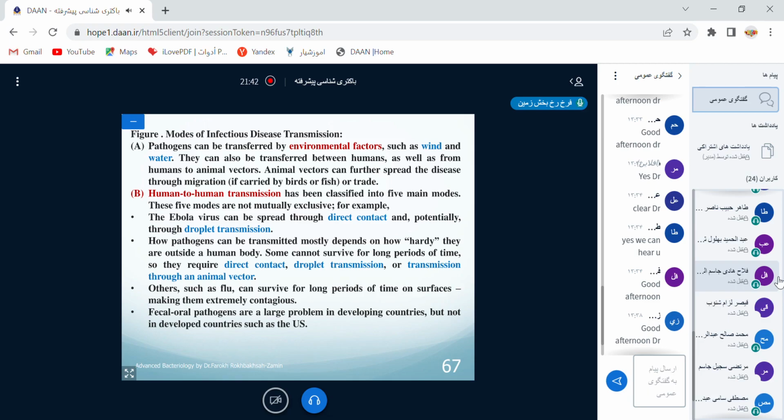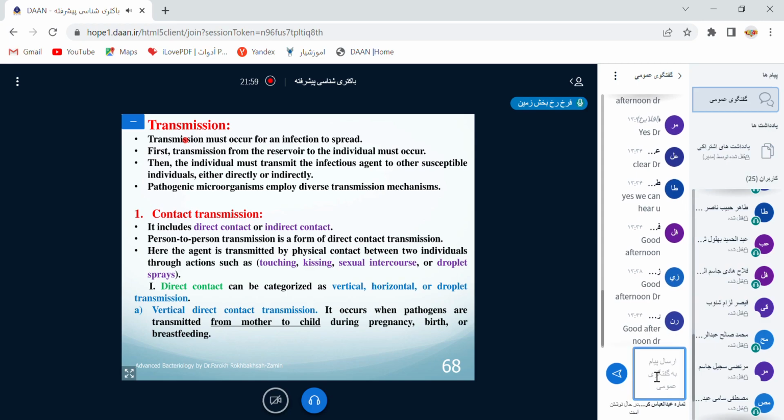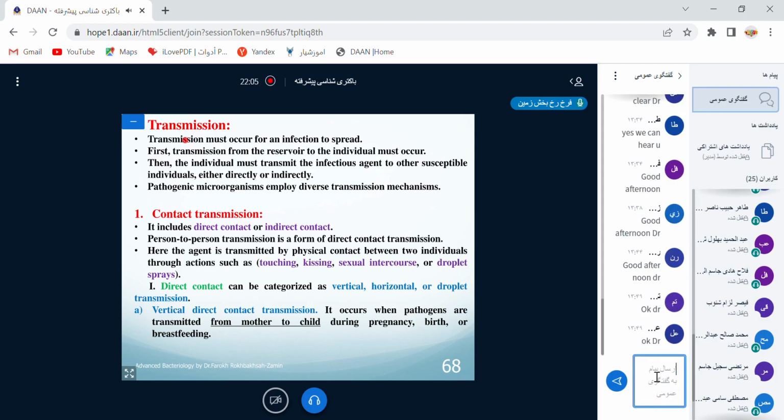Okay, 68. Transmission. Because some pages are very simple and easy to understand, I'm going faster than before. But if you find any problem, you can stop me and ask your question. When it is very simple, there is no need for a long explanation. And we have a plan to finish all the lectures today.